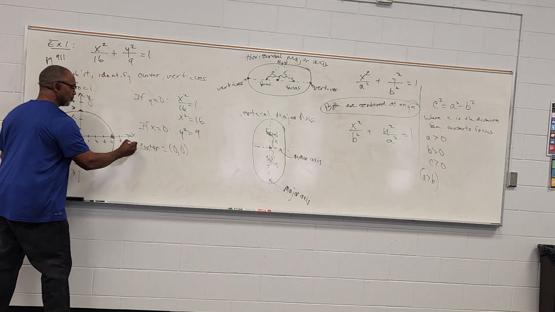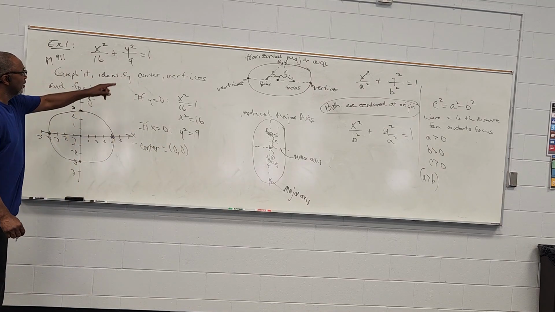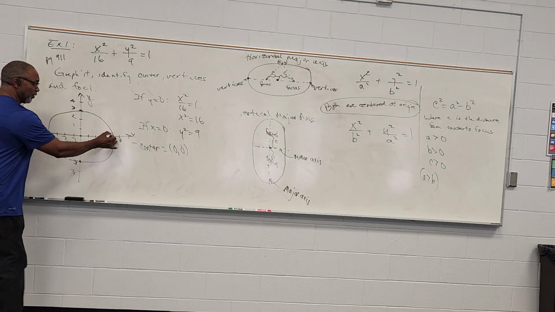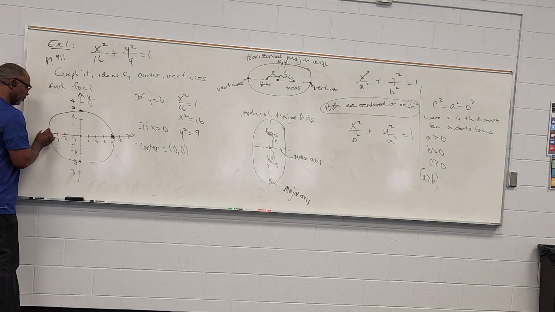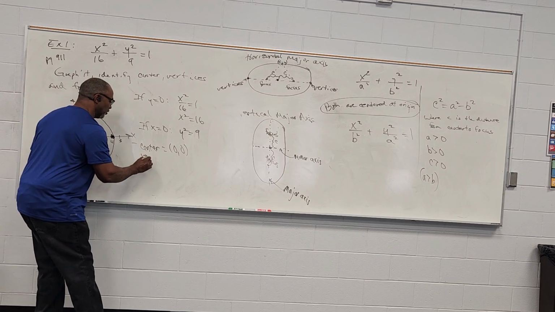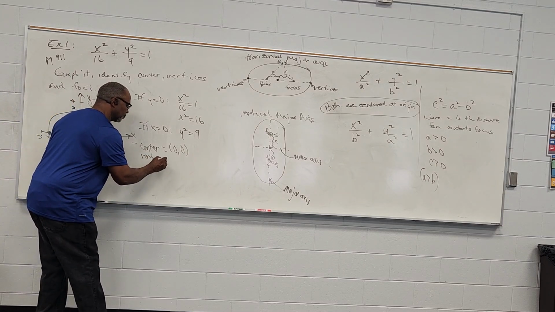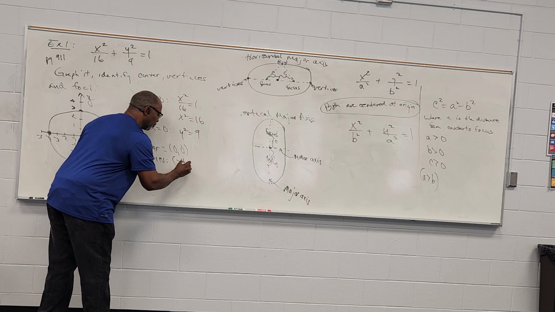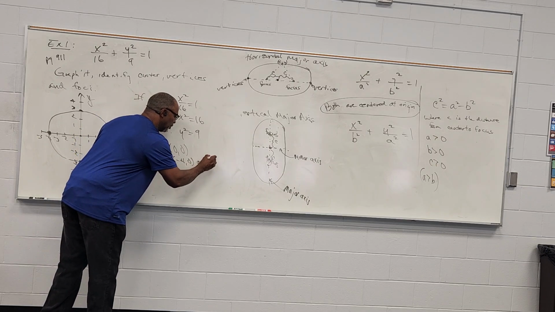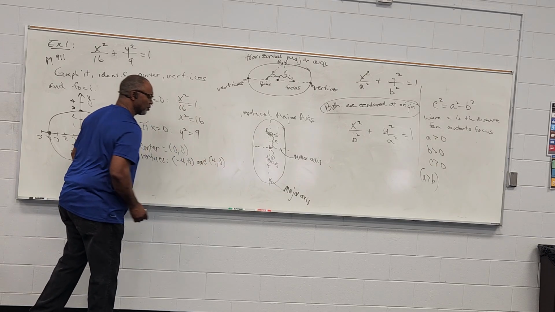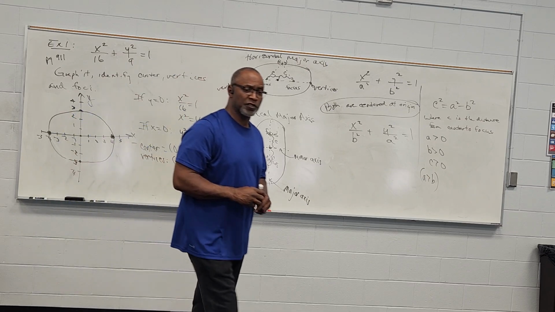That's easy. That's one of the things they ask us to find. They want us to find the vertices. Well, we've identified the vertices, negative and positive 4. So the vertices are negative 4, comma 0, and positive 4, comma 0. Those are my two vertices.